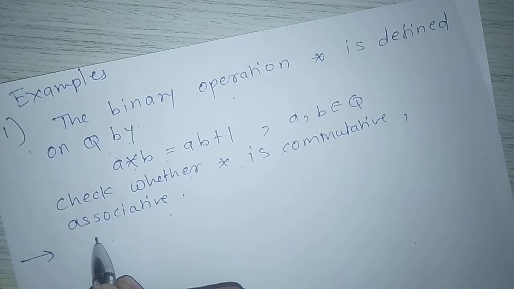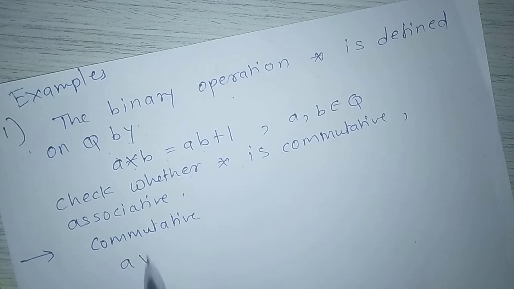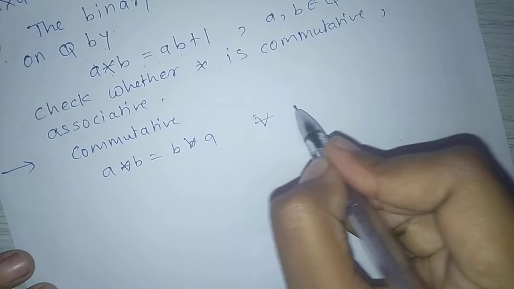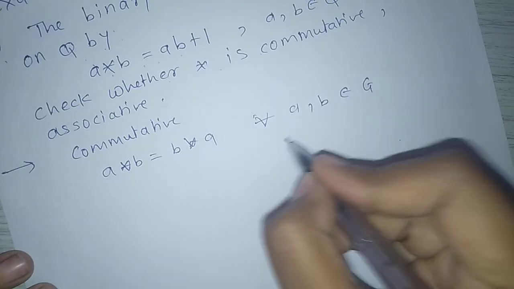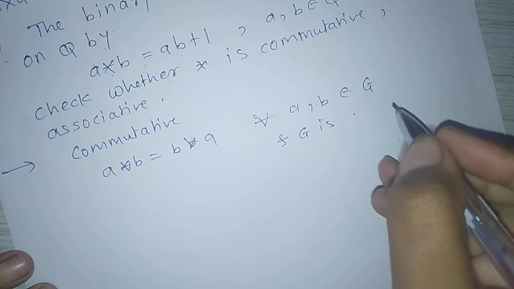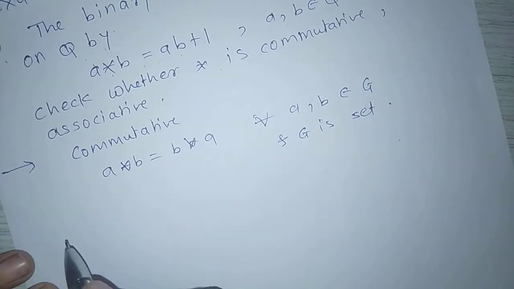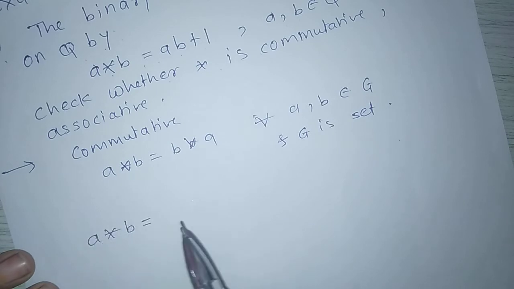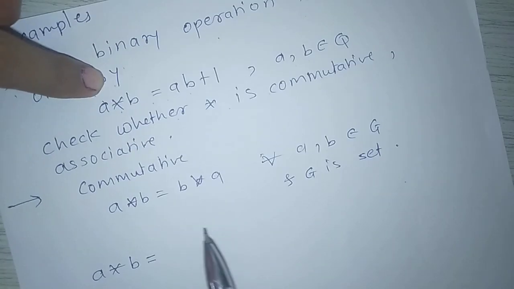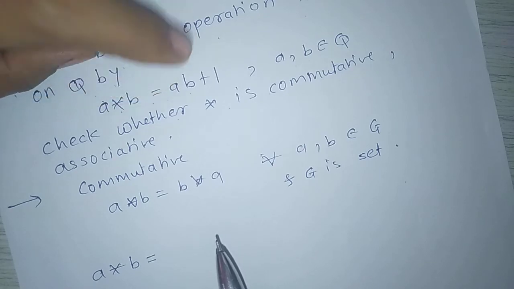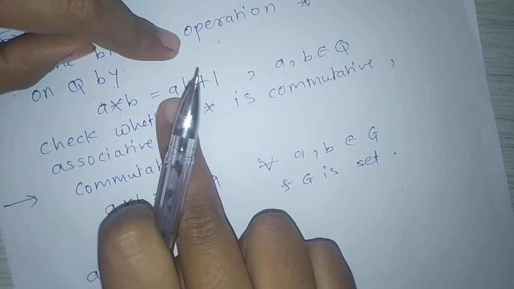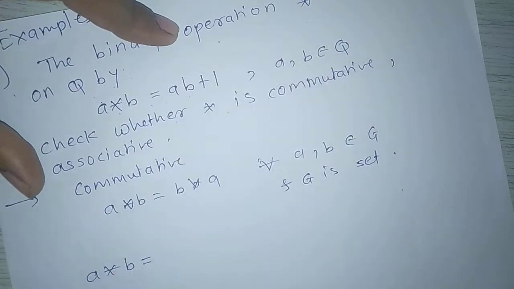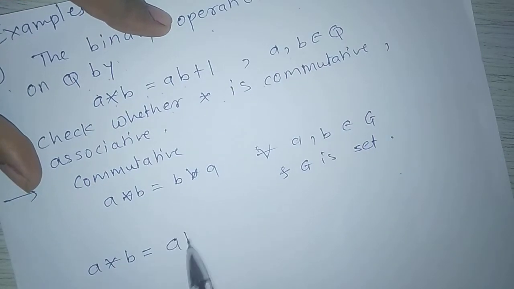We know that for commutative, A star B equal to B star A for all A, B belonging to G, where G is a set. First, A star B. The definition of star in the example is AB plus 1. First is the multiplication of these two elements and then add 1. A star B means AB plus 1.